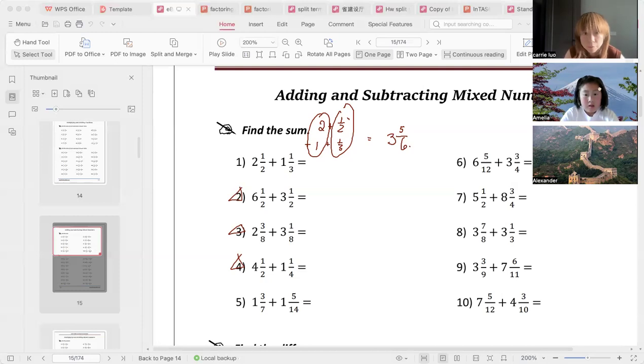The first question, Amelia, you get it right. Good job. Wait, if it's 5 and 1/2, how do I write it in the chat? Let me just show you. You just do it like that: 5, 1/2. Did you see that? Okay.